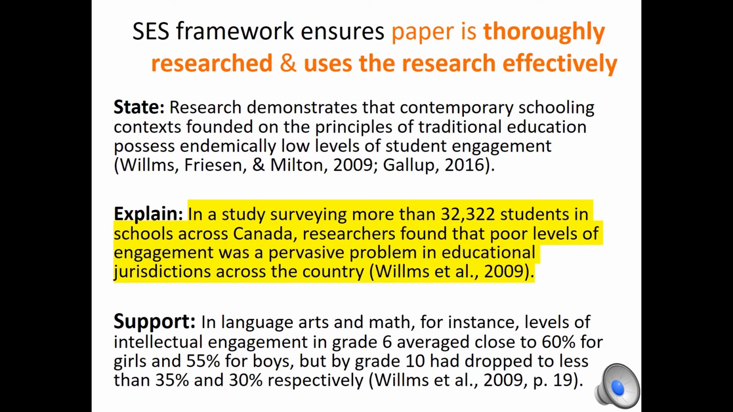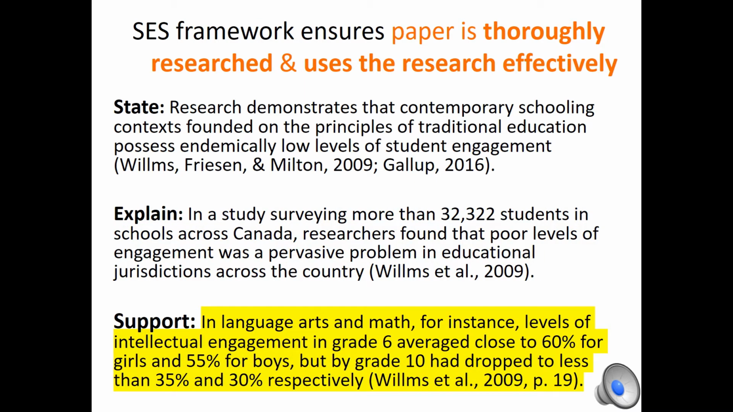In a study surveying more than 32,322 students in schools across Canada, researchers found that poor levels of engagement was a pervasive problem in educational jurisdictions across the country. So in this case, I'm drawing on only one piece of research because this is for the Canadian context. And now I'm going to conclude by supporting this key claim.